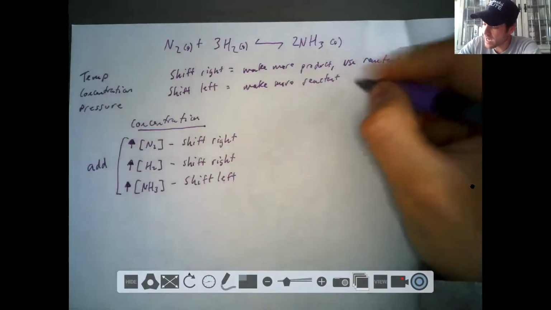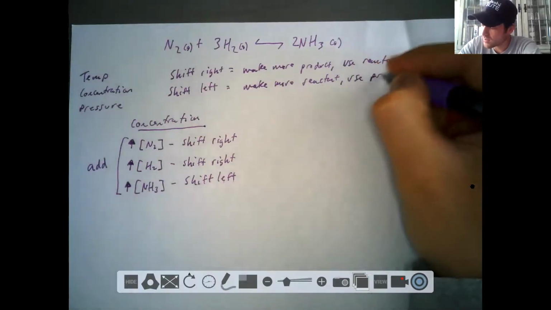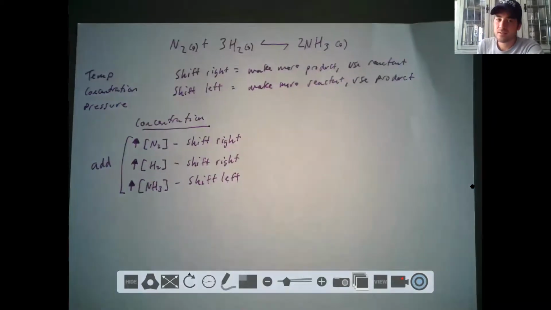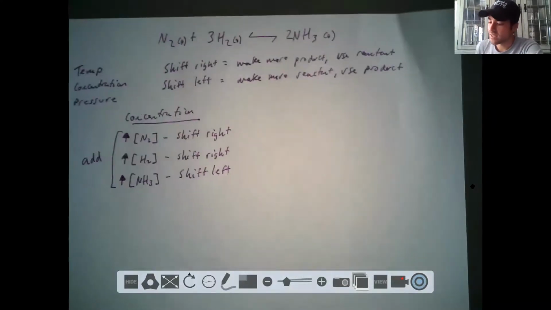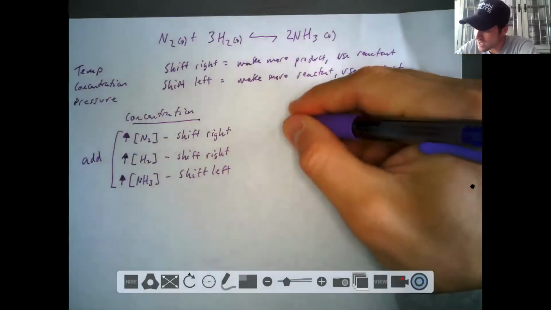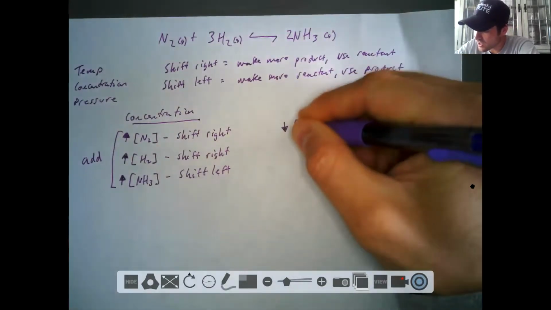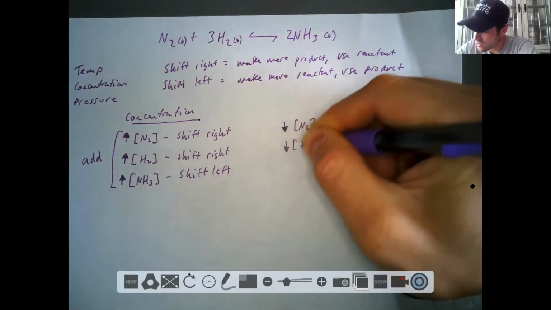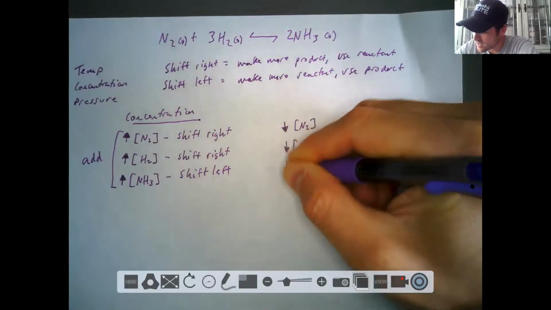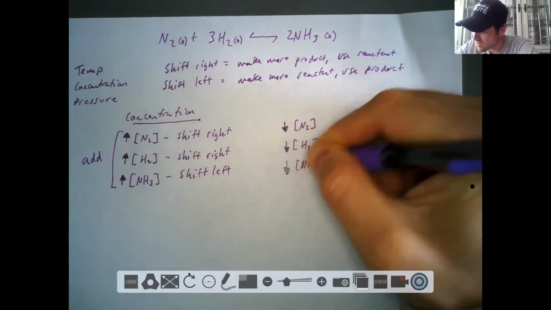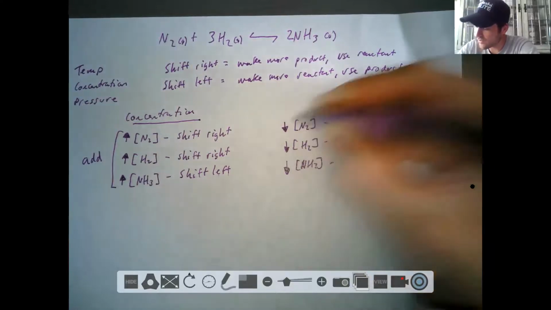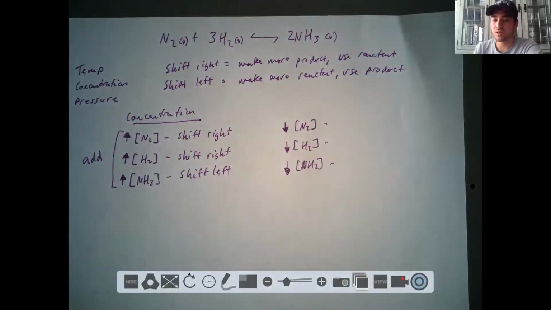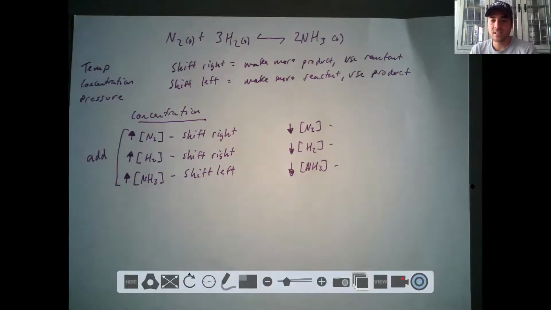And if you want to make more reactant, you have to use product. So just understand what shift left and shift right means. So if we were to decrease the concentration of N2 or decrease the concentration of H2 or decrease the concentration of NH3, take a second and see if you can tell me how would that shift the equilibrium. If you want to pause it, you can pause it. And is it going to shift left or is it going to shift right? Take a second and see if you can do that.